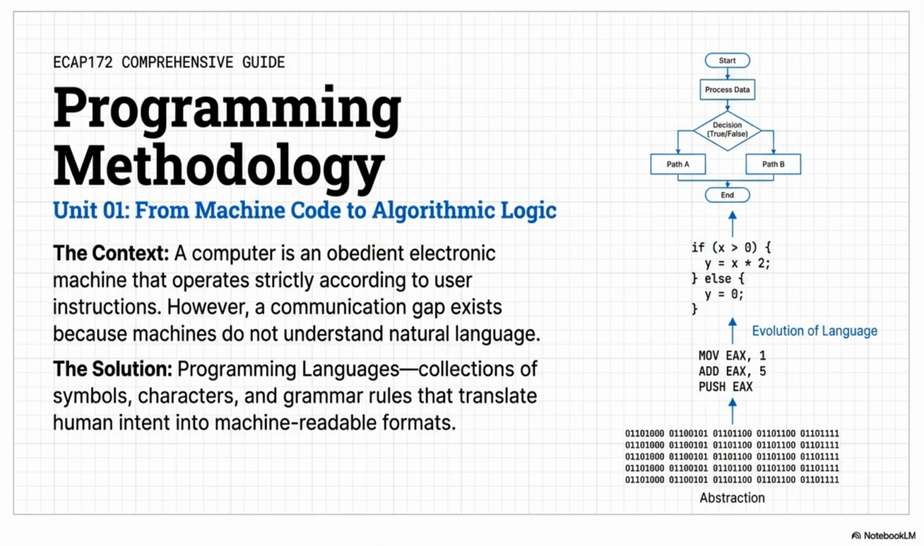This video covers programming methodology, moving from machine code to algorithmic logic. Computers are obedient machines, but a communication gap exists because they don't understand natural language. Programming languages solve this by translating human intent into machine-readable formats.